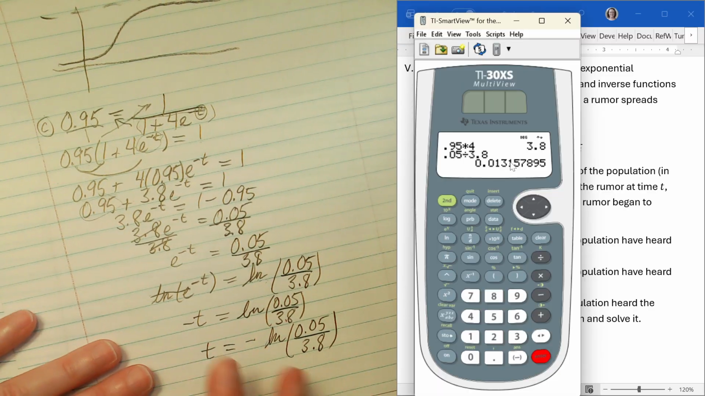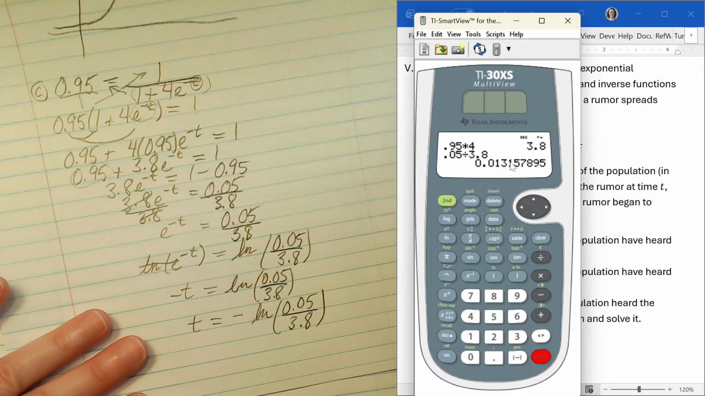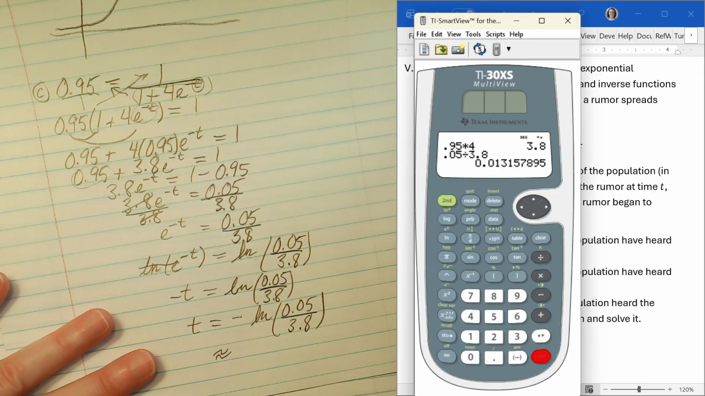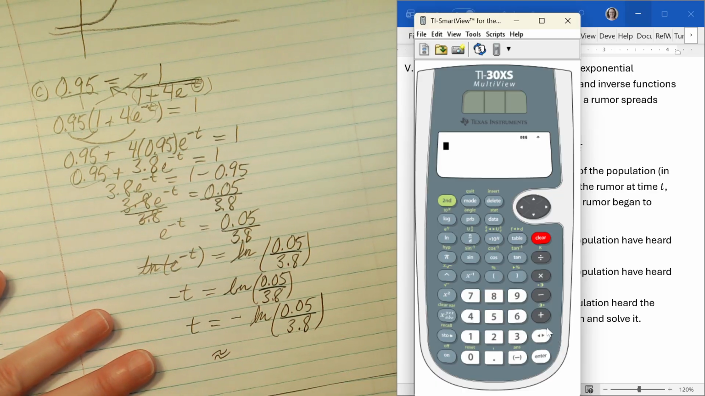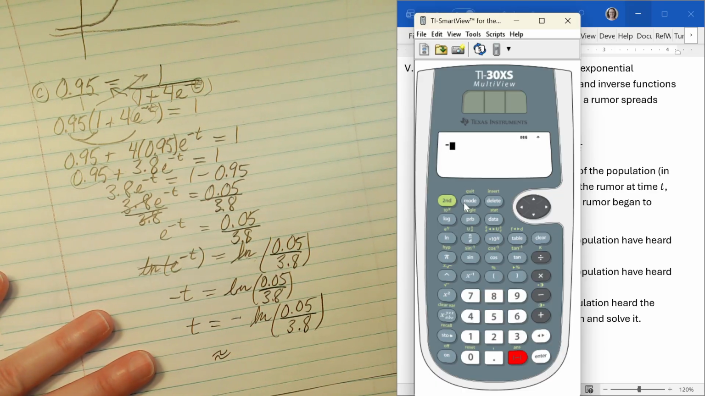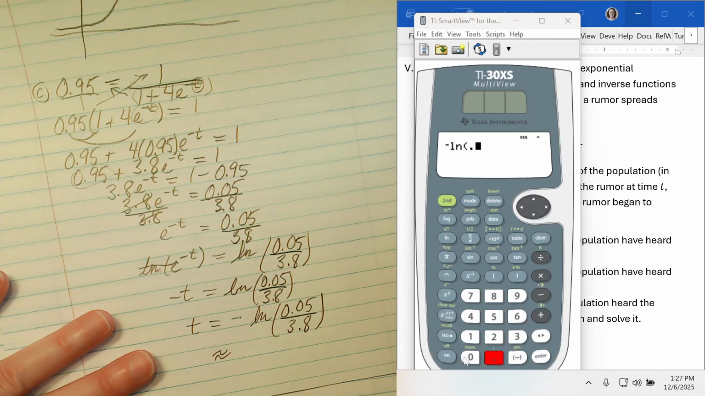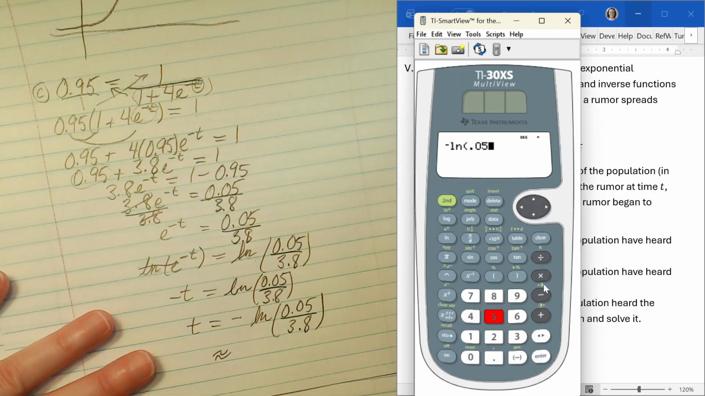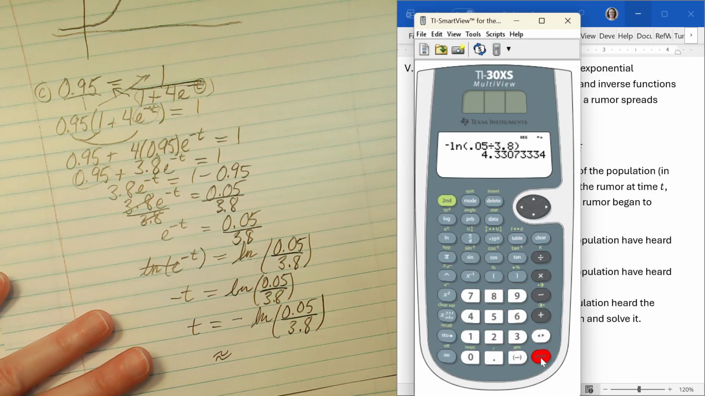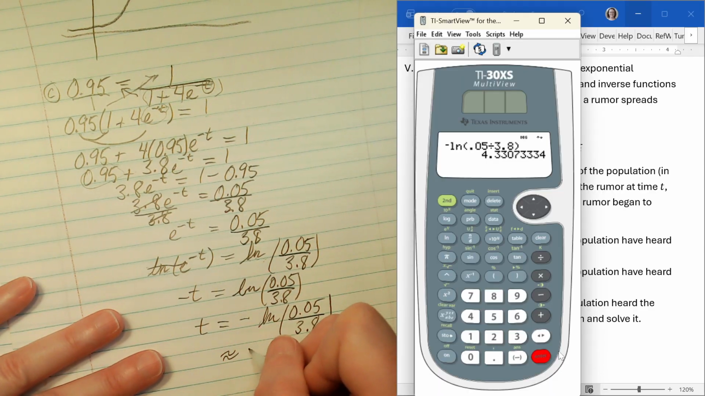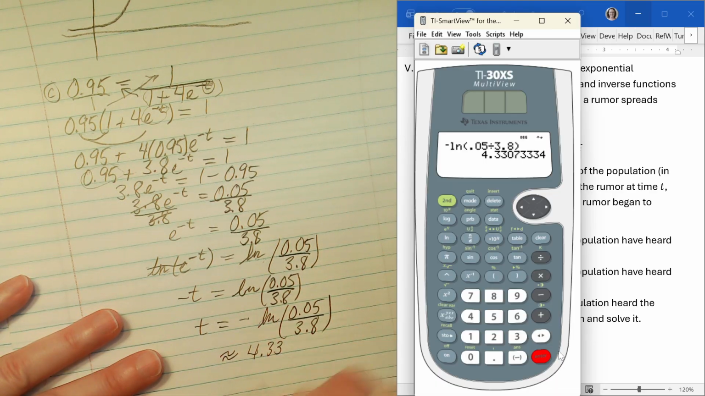Okay, so at this point, I need to plug this in and see if it's an answer that actually makes sense. But I like to just do it all in one step without any intermediate rounding, because sometimes intermediate rounding can lead to really bad round-off errors. Okay, so negative ln of 0.05 divided by 3.8, close parentheses. Got to put parentheses around everything in the ln there. And we get 4.33. 2 or 3 decimal places is fine.